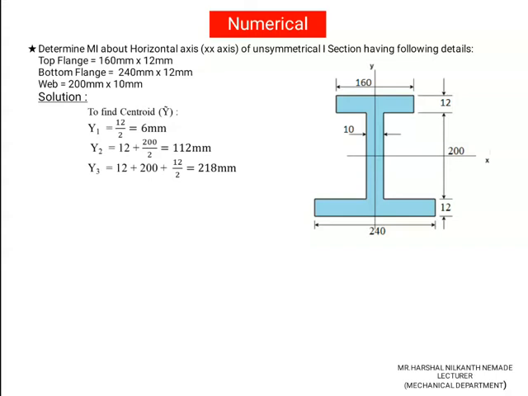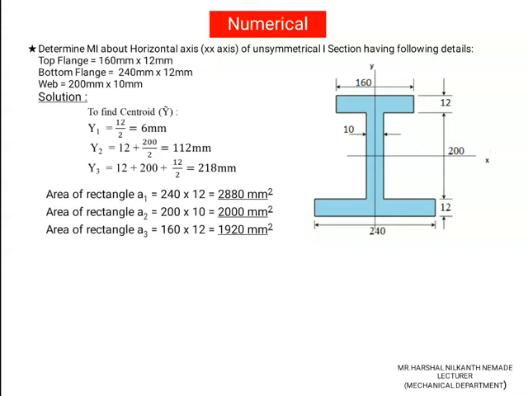After finding y1, y2, y3, we will calculate area of rectangles a1, a2, a3. Area of rectangle is given by b into d. So a1, b is 240 and d is 12, gives you answer 2880 mm square. Area of rectangle 2, 200 multiplied by 10 is equal to 2000 mm square. Area of rectangle a3, 160 into 12, gives you answer 1920 mm square.